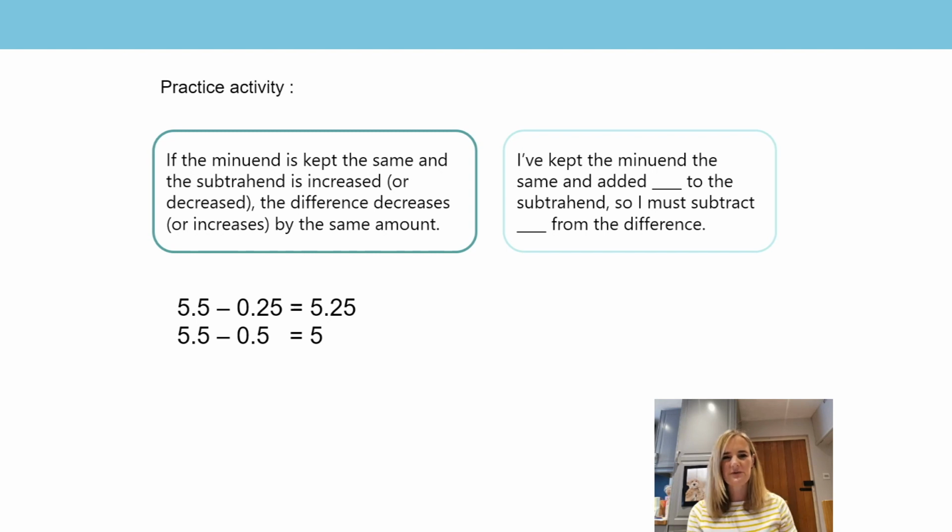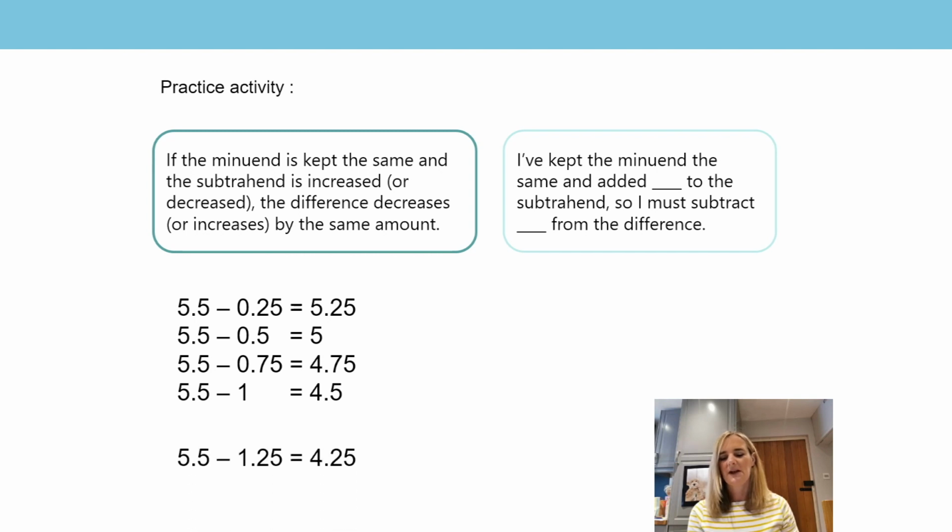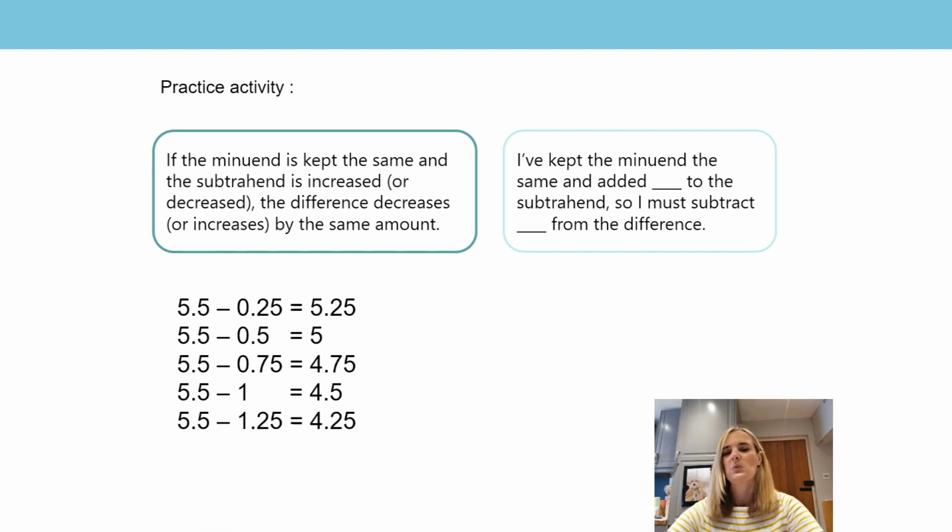If you can't, I'll put a few more on, see whether you can work it out. My next one in the sequence was 5.5 subtract 0.75 equals 4.75. And then 5.5 subtract 1 equals 4.5. And finally, 5.5 subtract 1.25 equals 4.25. So how did I change the subtrahend and how did I change the difference in my sequence or in my pattern? That's right, I have changed it by 0.25.